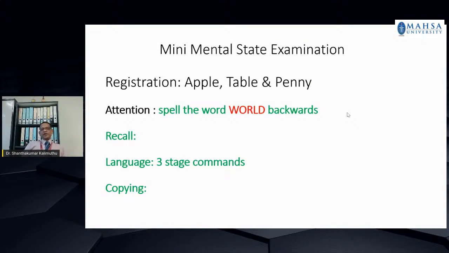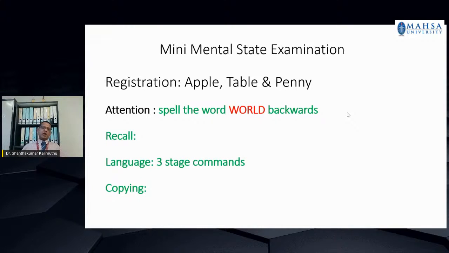Mini mental state examination. Evaluate the registration item. You can show 3 objects like apple, table, and penny, and ask the patient to tell all the 3 objects. Ask him to name the objects, and then test the attention. Already I said you can ask the patient to spell the word backwards, or you can tap a number of times and ask him how many times you tapped on the hand.